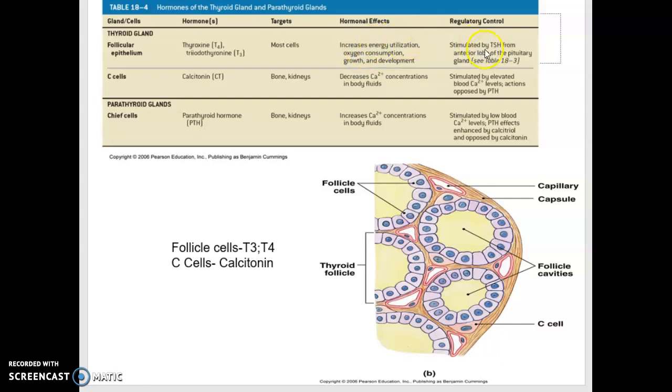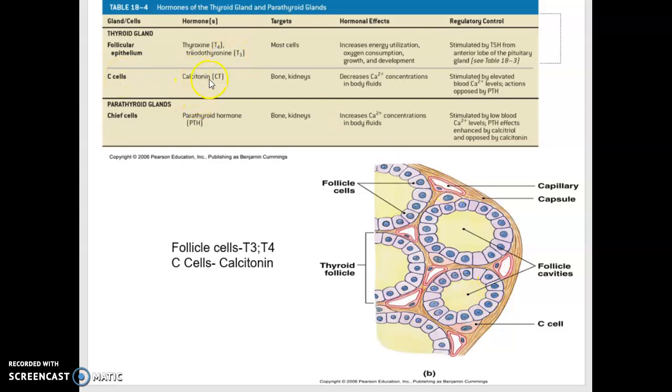Alright, so again, what causes us to release T3 and T4? Well, our thyroid stimulating hormone from the anterior pituitary is what triggers this to be released from the thyroid gland, specifically the follicular cells. Now, the C cells in the thyroid gland, and if you look here, you'll see a C cell there, and a C cell kind of outside of the follicular cells.